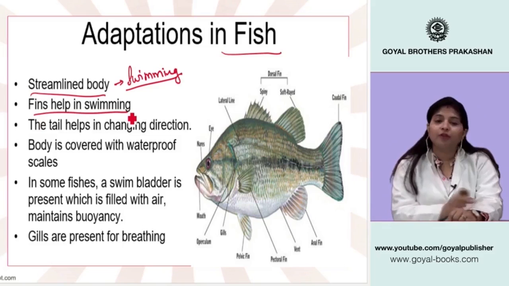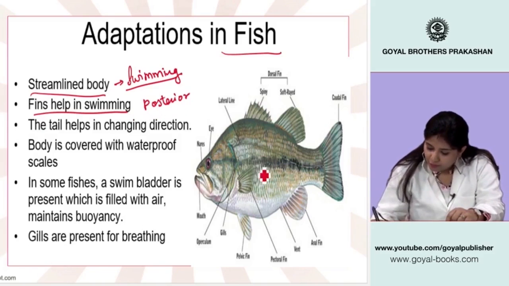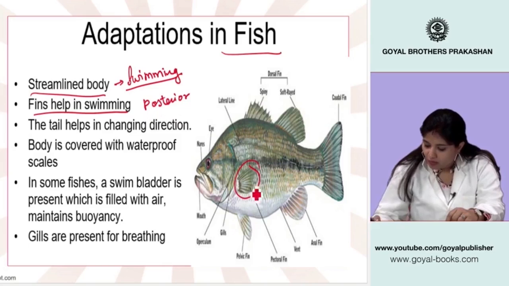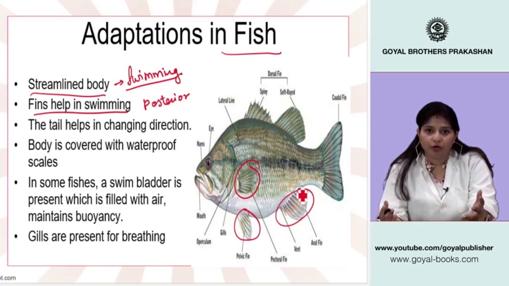Apart from that, fins which are present on the posterior side also help them in swimming, right? Like for example, over here they have fins. This is again a fin. These fins help them in swimming in the water, right? So they help the fish to move forward, correct?